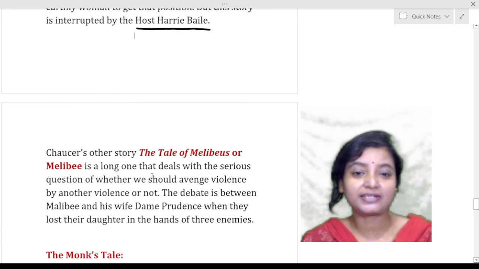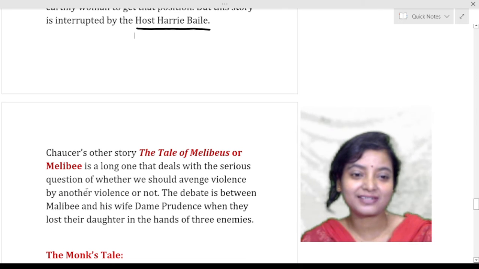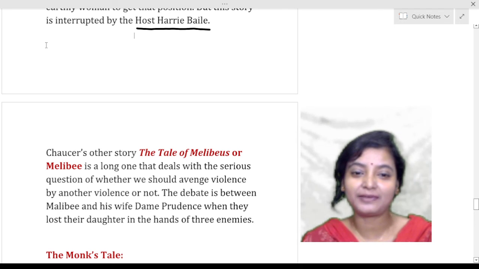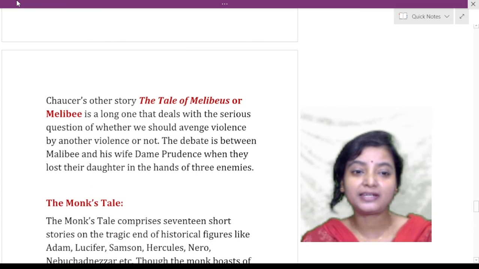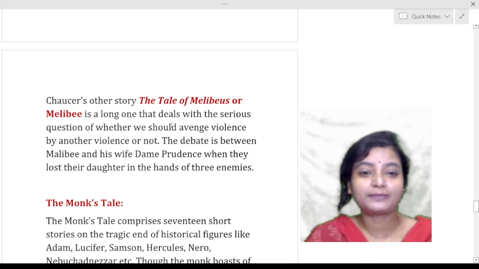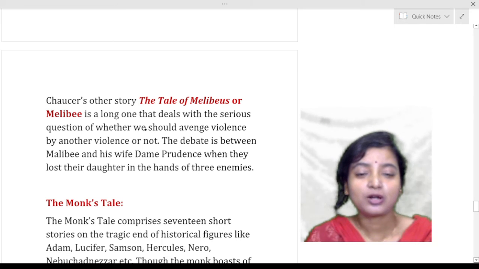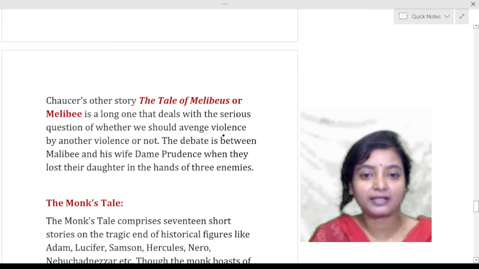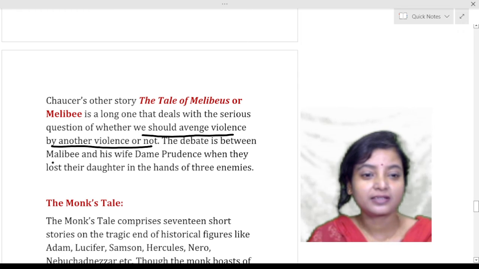Chaucer's other story, the Tale of Melibee, is a long one that deals with a serious question: whether we should avenge violence by another violence or not. The debate is between Melibee and his wife Dame Prudence. So what was the theme of Chaucer's Tale of Melibee? Whether we should avenge violence by another violence or not. And the debaters are Melibee and his wife Dame Prudence.